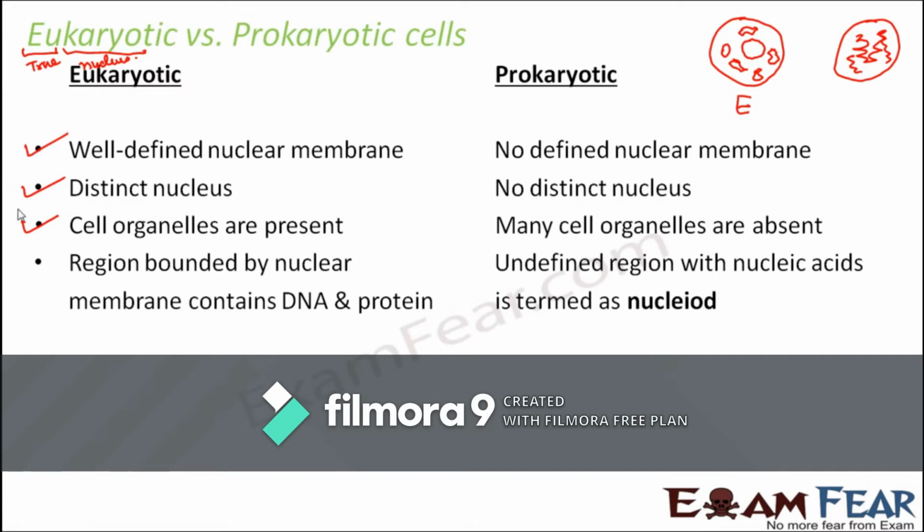In a eukaryotic cell, the region bounded by the nuclear membrane contains DNA and protein. So this region, that is the nucleus, what do we have inside it? We have DNA. What is DNA? DNA is deoxyribonucleic acid. We will learn about these later. In fact, in your higher classes you learn a lot of detail about DNA. DNA is that particular thing which contains the information for inheritance.